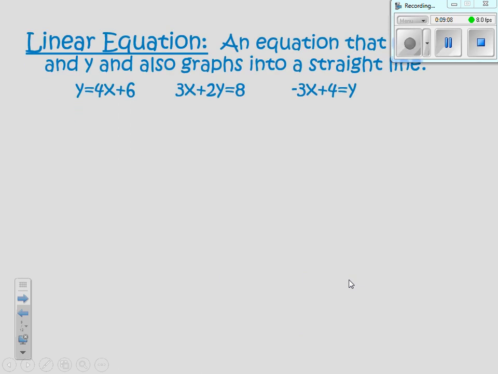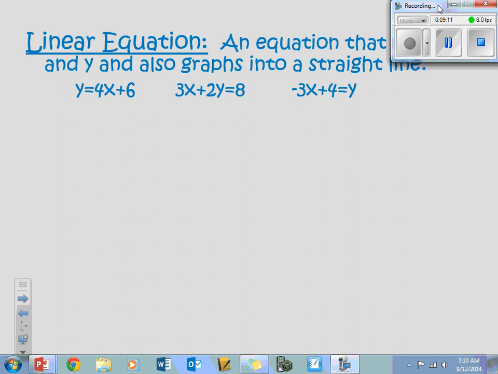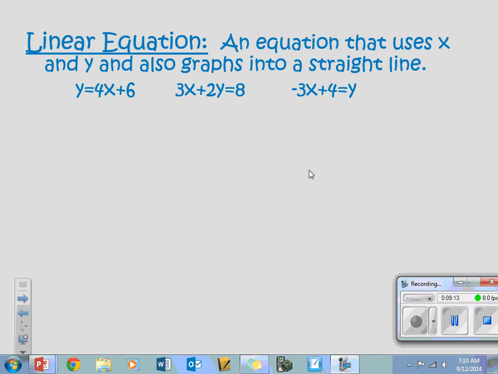Now let's talk about linear equations. Linear equations are equations that use x and y and also graph into a straight line. So if you notice here, I have 3 different graphs or equations, and they're all using x and y. They'll all graph to be a straight line. We also can represent a linear function using just x and y, and remember the x equals would be a vertical line. So if I have x equals 2, I'd have a vertical line at 2.